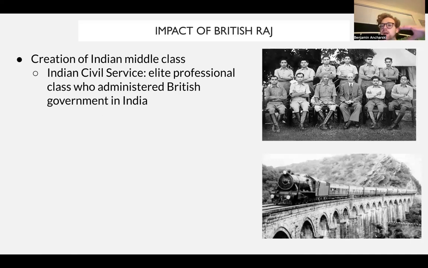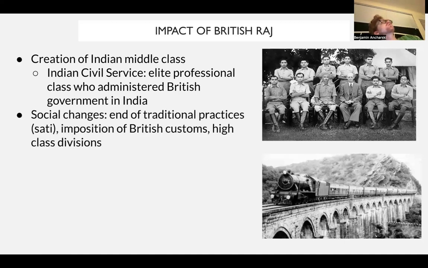So we do see a growing resentment that will become more prominent in the 20th century between these Indian middle-class people who believe they should have control over their own society and their British bosses, basically. We also see other social changes as well. Some of them are going to be aimed essentially at trying to eliminate Indian culture, Indian customs. Some of them for better, in a way.